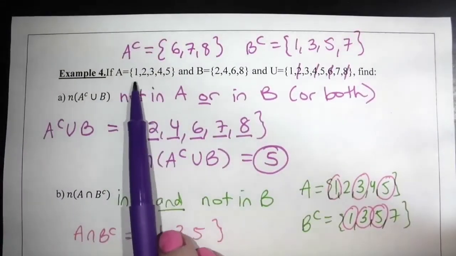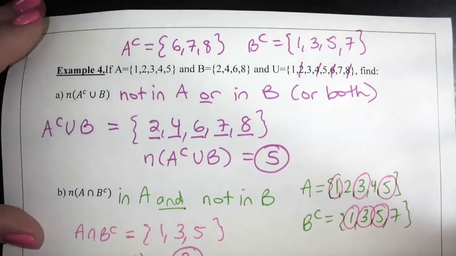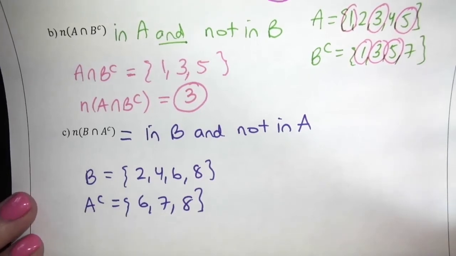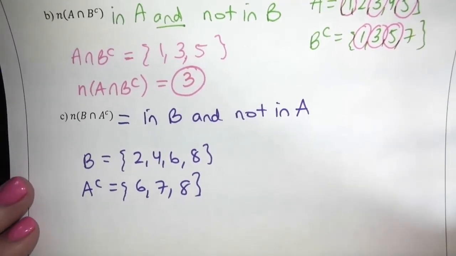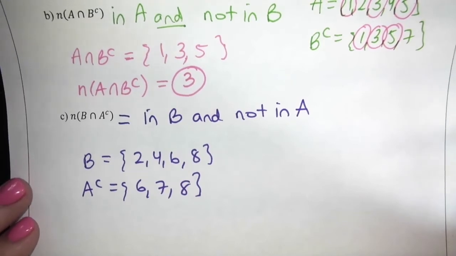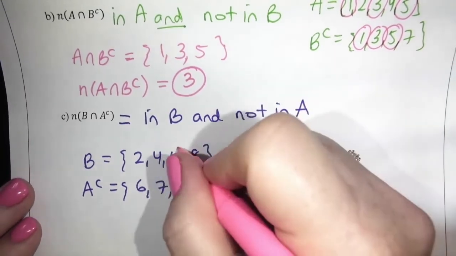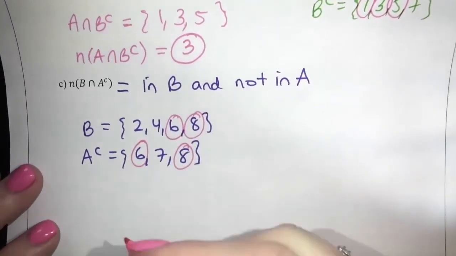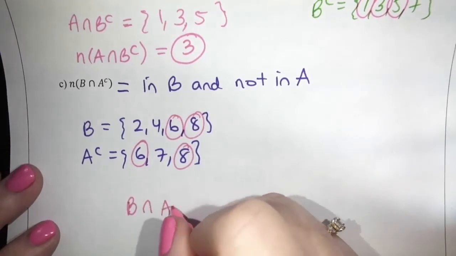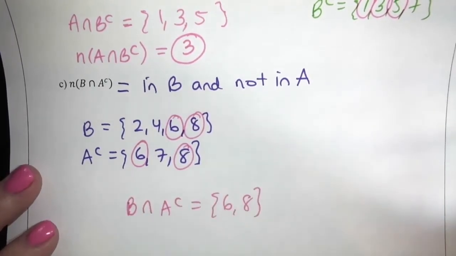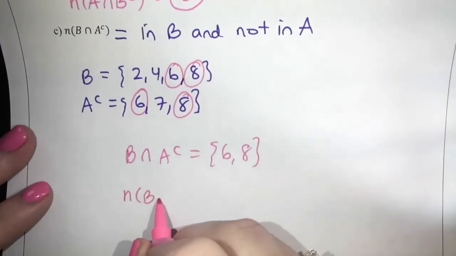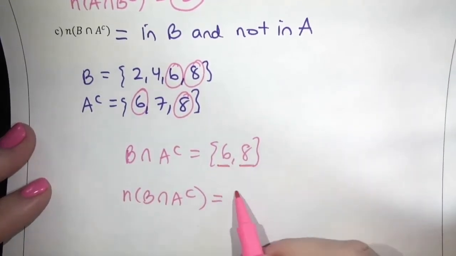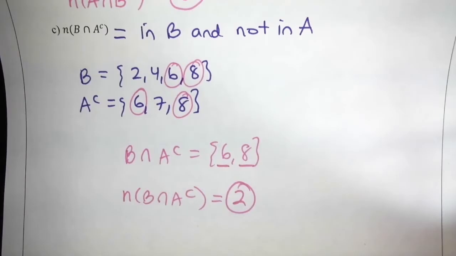Or you can look at B and then look at A and just circle anything that's in B and not in A. Some people find it easier to just work with A. Some people find it easier to write a complement. So it's up to you, as long as you get all the elements that are in B and not in A. So in this case, what's in B and also in A complement, or not in A, would be the 6 and the 8. So B intersect A complement would be 6, 8. And what would be the number in B and not A? Well, that would be the 6 and 8 makes 1, 2 elements. And that would be our answer.